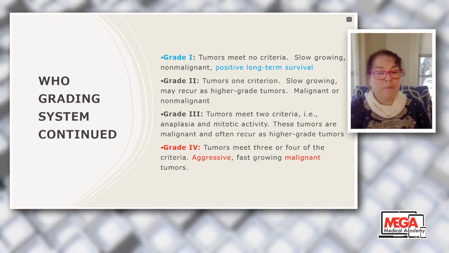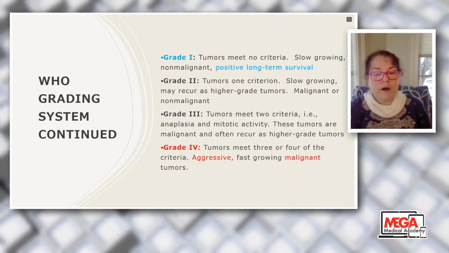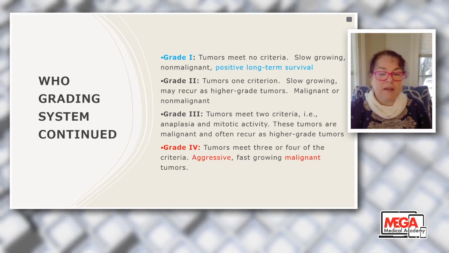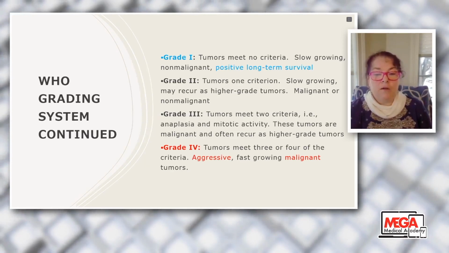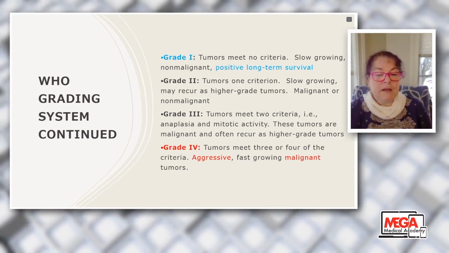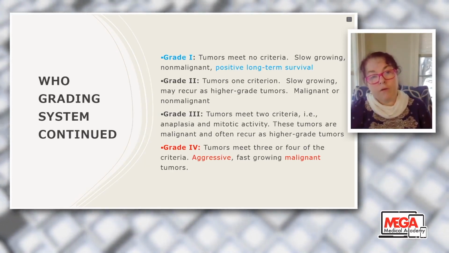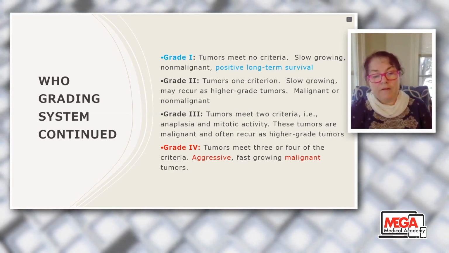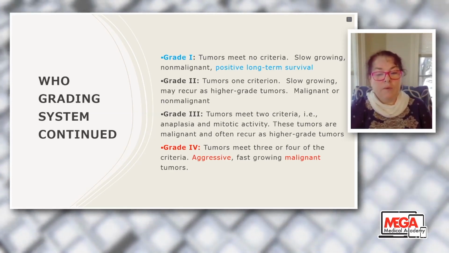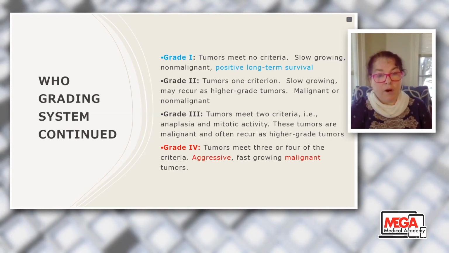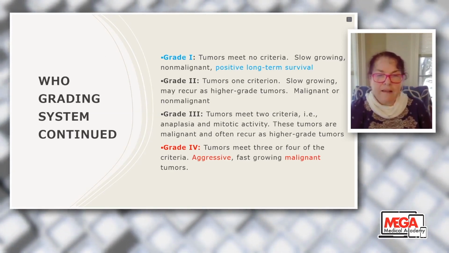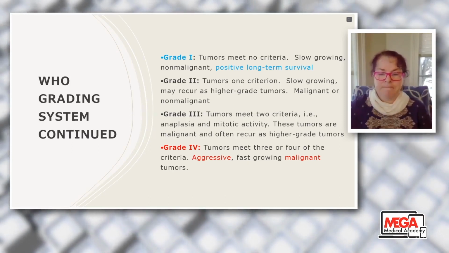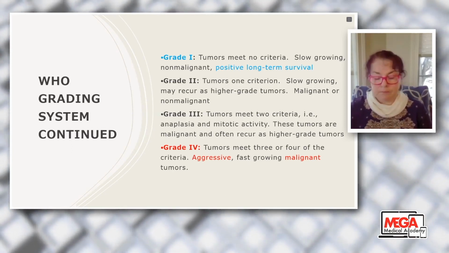Grade 3 WHO tumors meet 2 criteria, such as they're anaplastic and or increased mitotic activity. They are usually malignant, and they often recur as higher grade tumors also. And the worst grade is grade 4. These tumors meet 3 to 4 of the criteria, and they are aggressive bad tumors. They're fast growing, they're malignant. So that's the worst type.